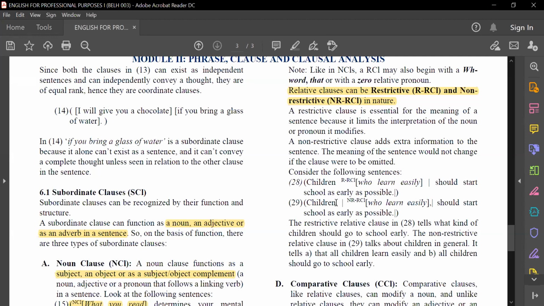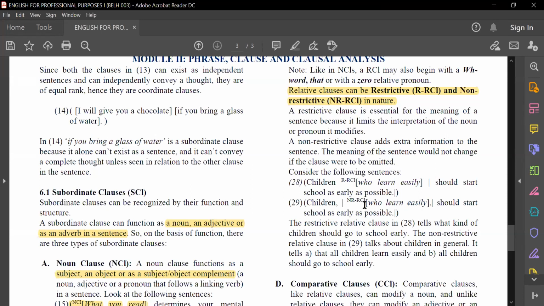Whereas in the second one, it gives an extra information to the sentence. Okay. Now, children, who learn easily, should start school as early as possible. So these 2 differences can be understood as a restrictive and a non-restrictive one. Within the non-restrictive clause, it adds extra information to the sentence, and the meaning of the sentence would not change if the clause were to be omitted.